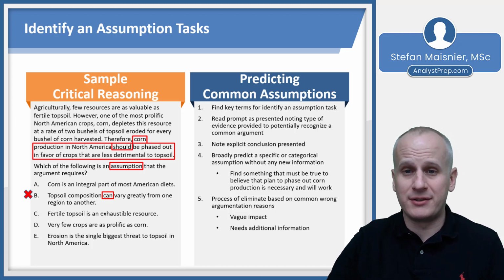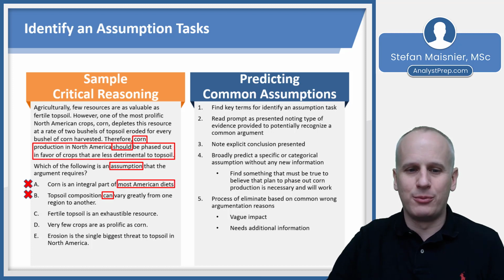And we've got some other answer choices that are going to require additional information as well, such as corn is an integral part of most American diets. Okay, well, we don't know anything about the diets. We don't know if it could be replaced, if it's something that people like, dislike, so that requires additional information.